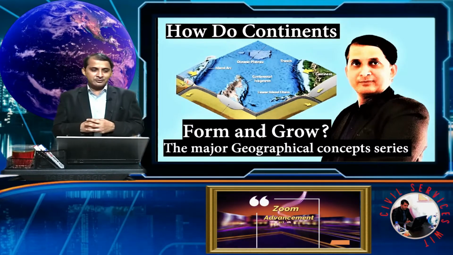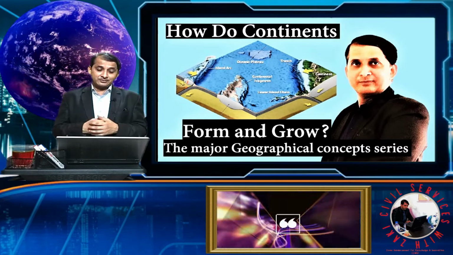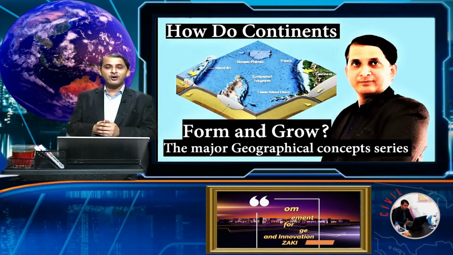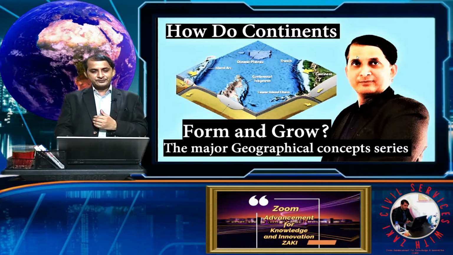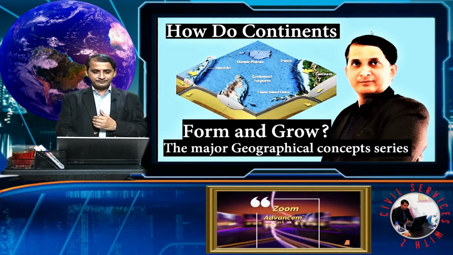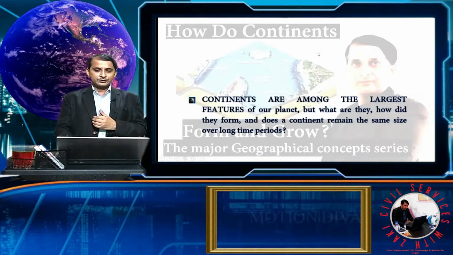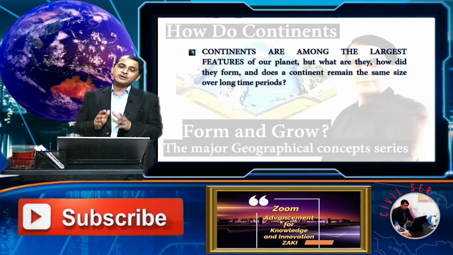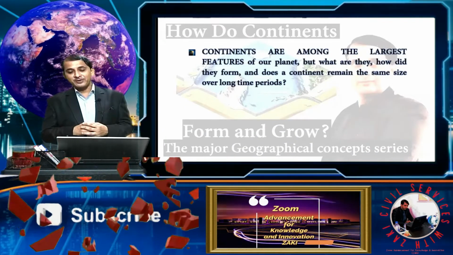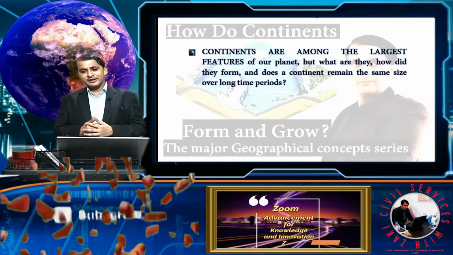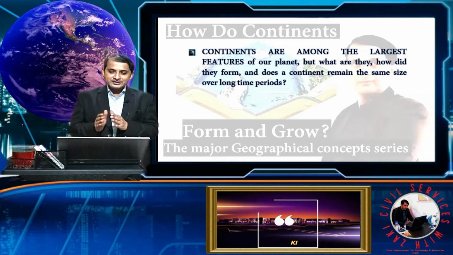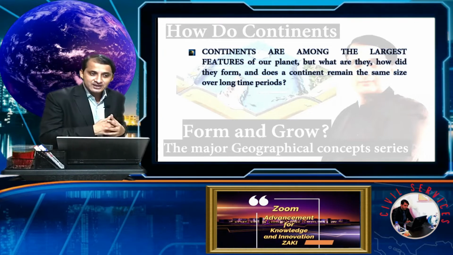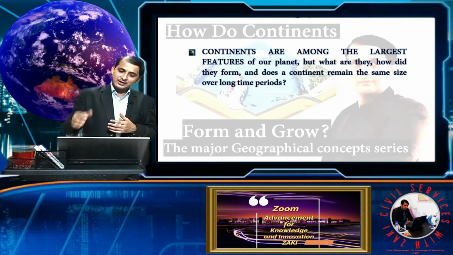So now we move forward, and our topic is how do continents form and grow. See here, continents are among the largest features of our planet. So what are they? How did they form? And does a continent remain the same size over a long period?